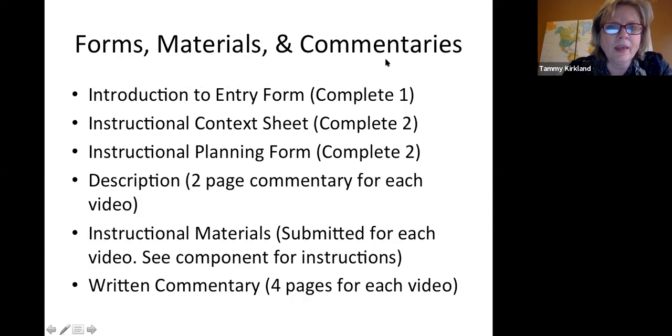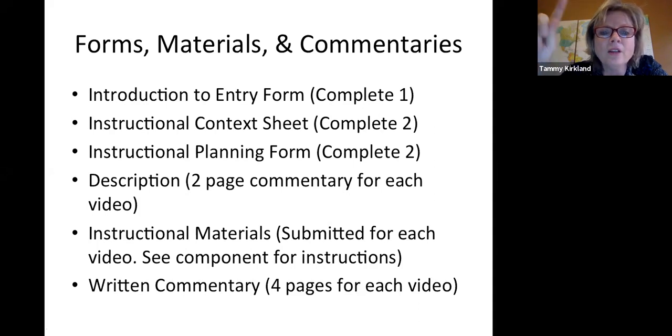All right. Let's talk a little bit now about the specific forms that you have. You have an introduction to entry form. You will only complete that once, okay? Then you have an instructional context sheet. If you look, you will complete the instructional context sheet, the planning form, and the description for each video, okay? Each video. And instructional materials is also submitted for each video. And then a written commentary, 4 pages each for each video.